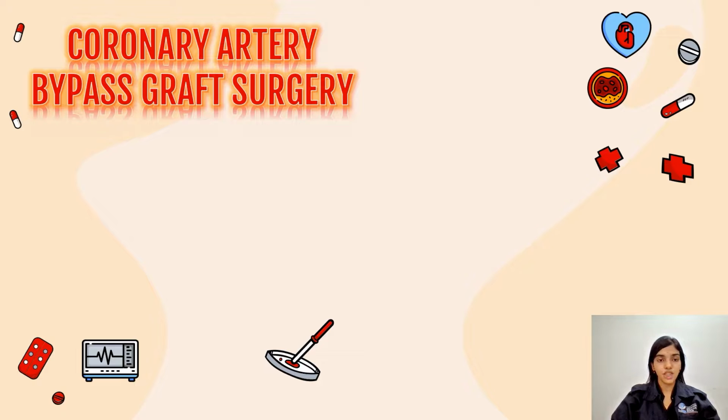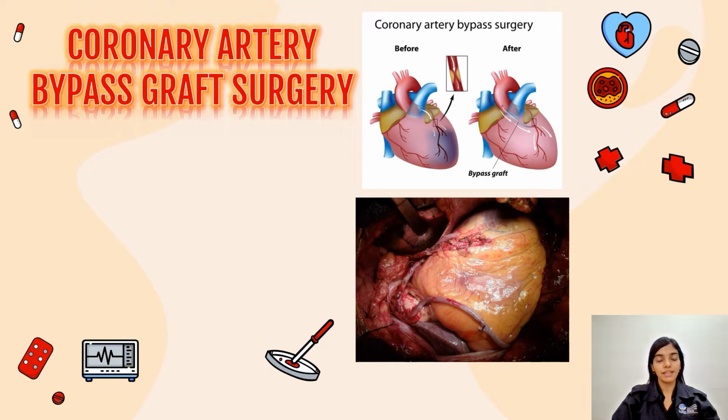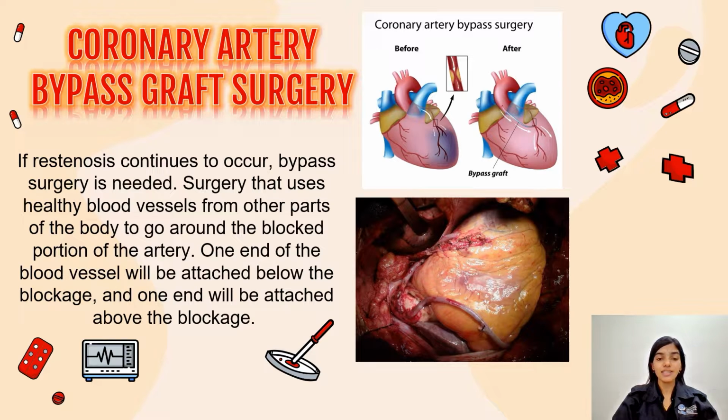The third approach is coronary artery bypass graft surgery. This picture shows before and after the surgery. If the restenosis continues to occur, bypass surgery is needed. It is surgery that uses healthy blood vessels from other parts of the body to go around the blocked portion of the artery. One end of the blood vessel will be attached below the blockage and one end will be attached above the blockage.